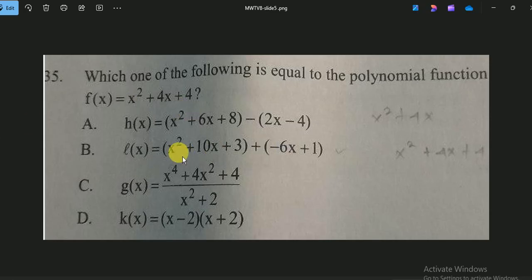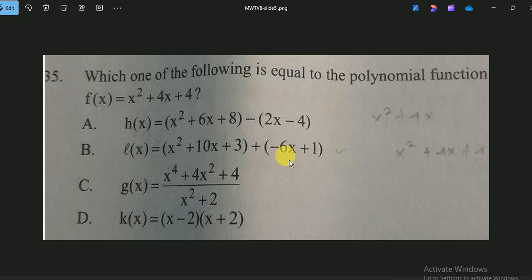If you subtract, 8 minus -4 is not 4, it is 12. So this is not the answer. x squared, 10x minus 6x is 4x, yes, 3.